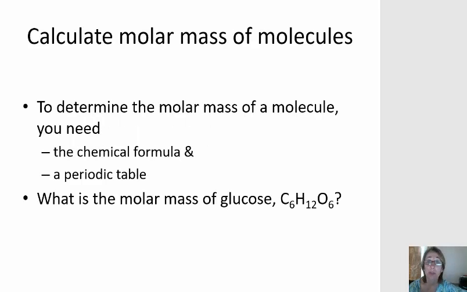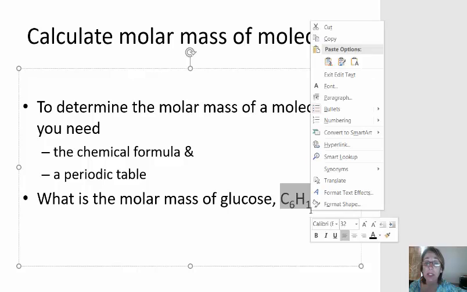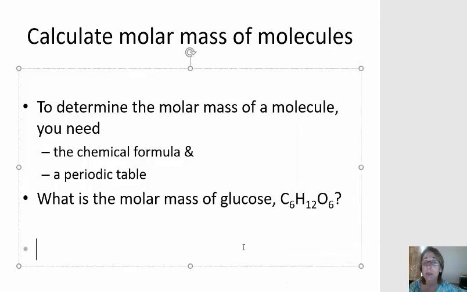To calculate the molar mass of a molecule, we need the chemical formula and we need a periodic table. So let's look at an example and calculate the molar mass of glucose. And here's its chemical formula, C6H12O6. So this formula tells us that in one molecule of glucose, there are 6 carbon atoms, 12 hydrogen atoms, and 6 oxygen atoms. However, in 1 mole of glucose, what that means is there are 6 moles of carbon, 12 moles of hydrogen, and 6 moles of oxygen.